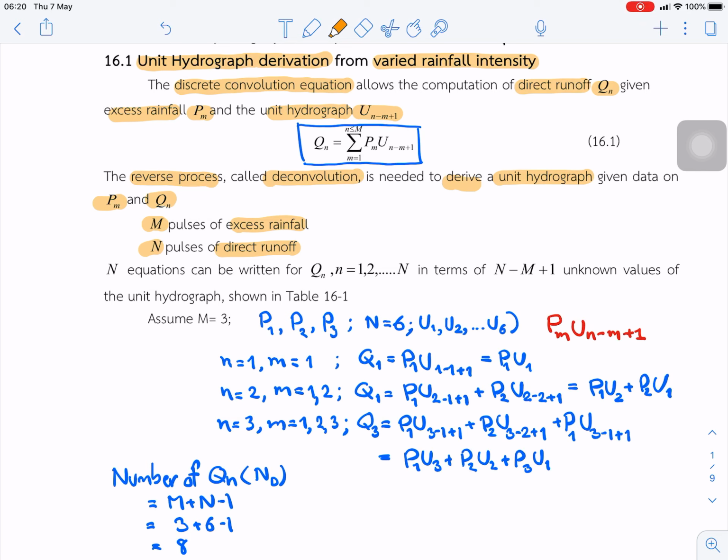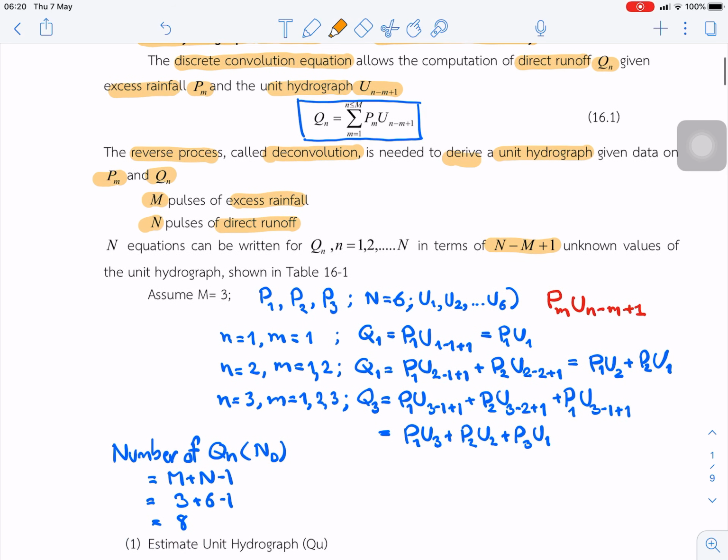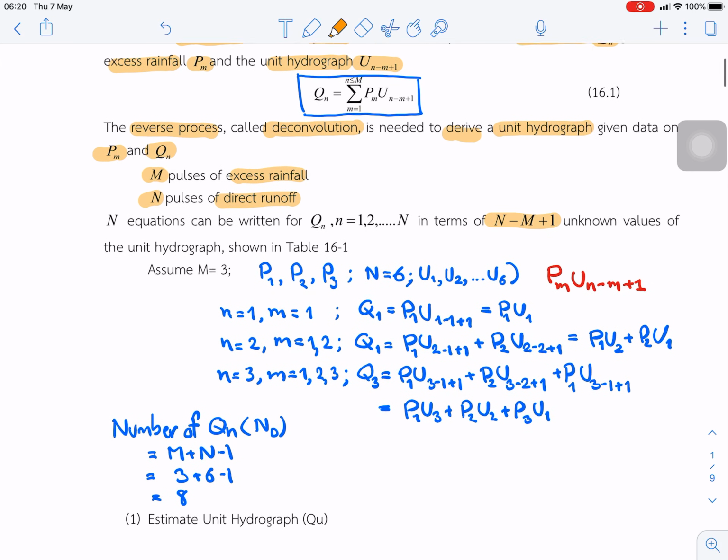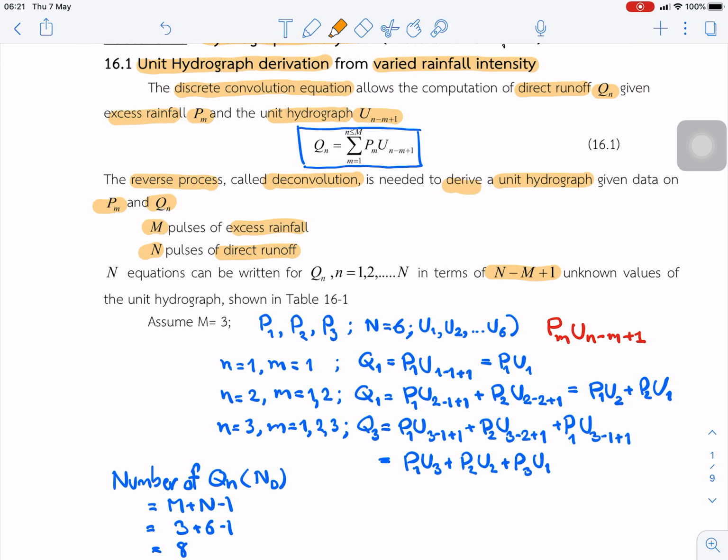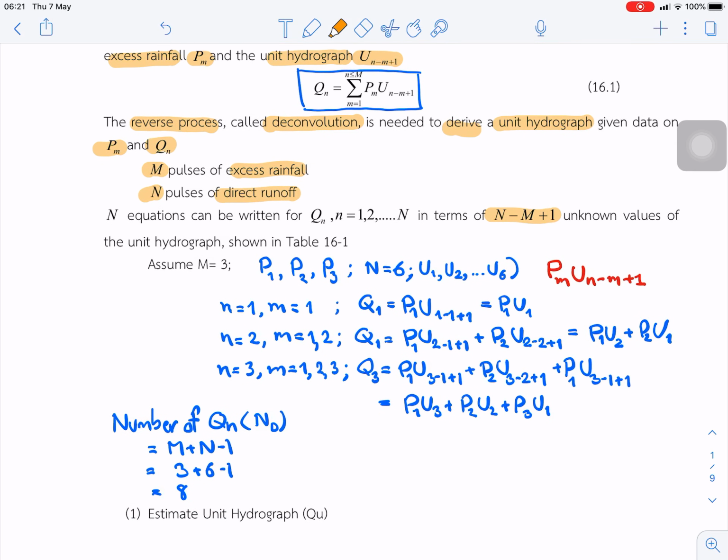So in terms of the N equation, we can estimate the number of unit hydrographs. We can use this equation to find the number of unit hydrograph ordinates, the unknowns. If we extend this equation in terms of the series, for example, if M is 3, it means the number of excess rainfall pulses can be P1, P2, P3. And if N is 6, it means we have U1 until U6.